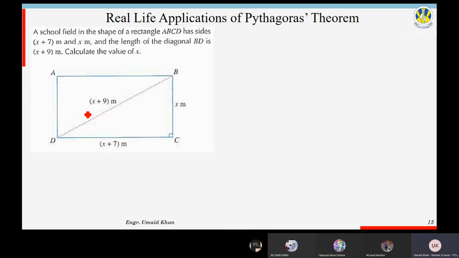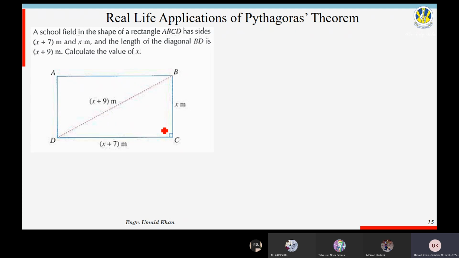This is the third kind of question that you can get in the exam. In this particular question, you have a rectangle which shows a school field, and these are the unknown lengths. The length is unknown, the width is unknown, and the length of the diagonal is given to be x plus 9. So we have to find out the value of x.